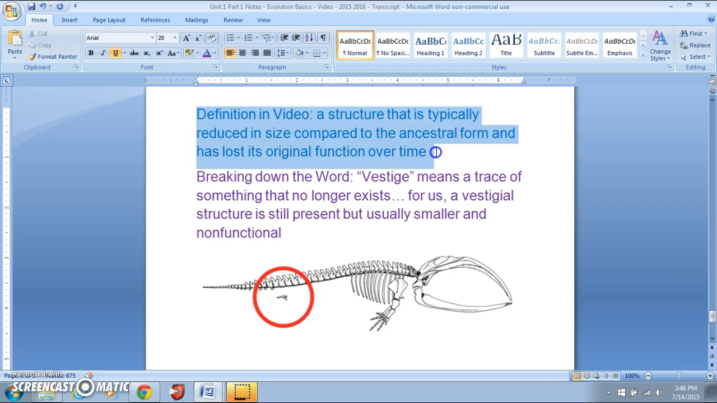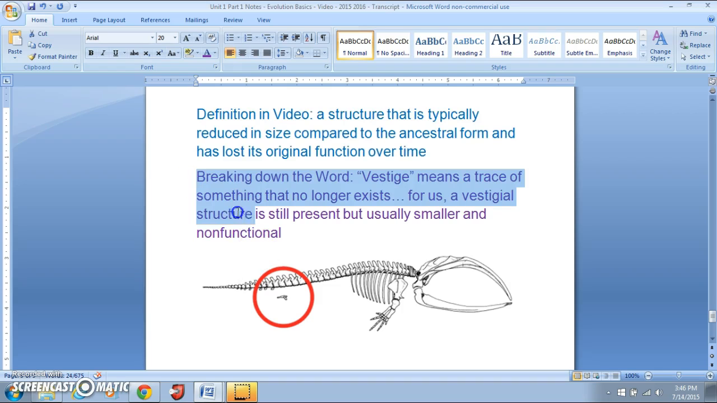we're going to define vestigial structures as a structure that is typically reduced in size compared to the ancestral form and has lost its original function over time. If we were to break down that word, again, this is in the final column of your video notes, a vestige literally means a trace of something that no longer exists. For us, a vestigial structure is still present, but it's usually smaller and non-functional.